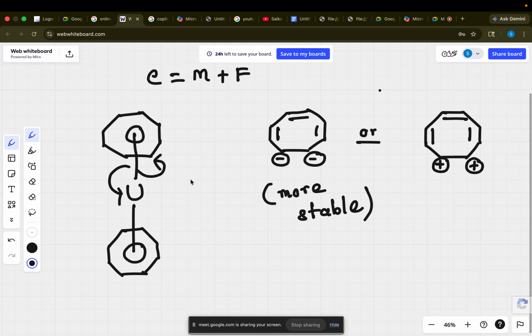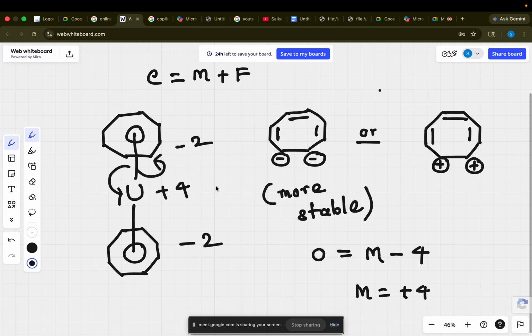So basically here we will consider that for this part you are getting -2 charge, and for this ring you will get again -2 charge. So again I am writing C charge will be 0. Overall charge is 0 because it's a neutral molecule. Oxidation state we are finding, so M, and formal charge will be -2 for this ring and -2 for this ring, so overall -4. So M is equal to +4. So here the oxidation state of this uranium will be +4.